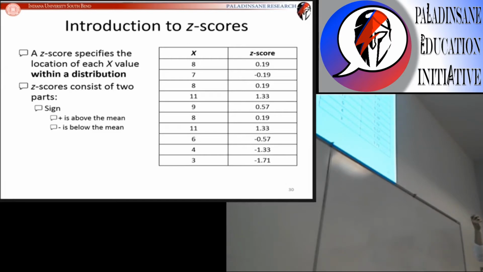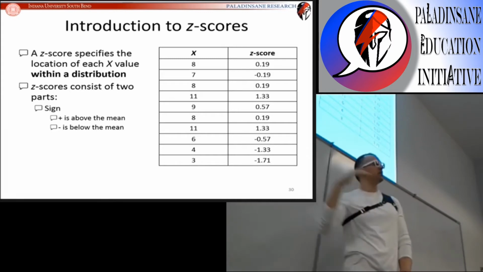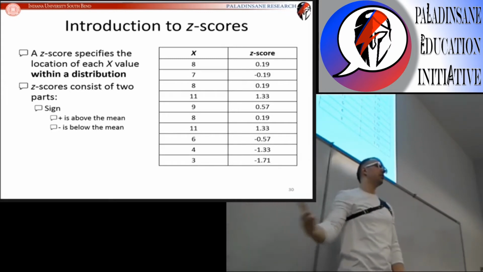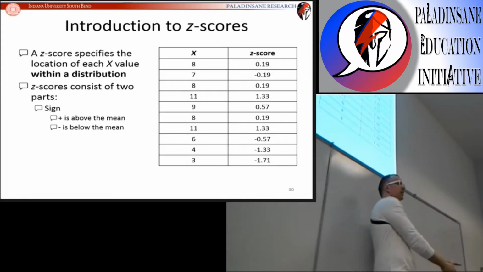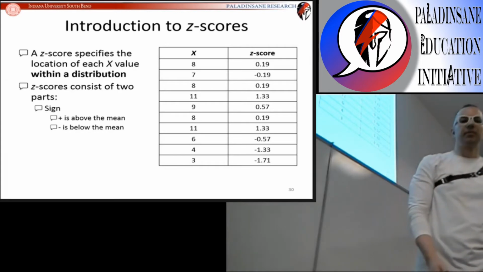Negative z-score, 7 is below the mean. Positive z-score, 11 is above the mean. Negative z-score, 6 is below the mean. So you know immediately whether your z-score is above or below the mean. If it's positive, it's above the mean because the mean is 0. If it's negative, it's below the mean because the mean is 0.